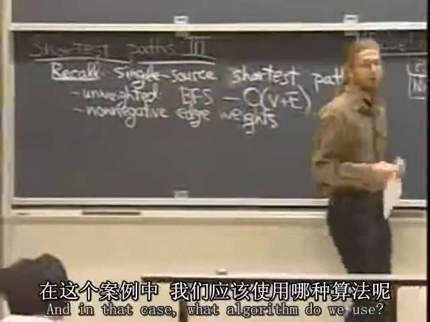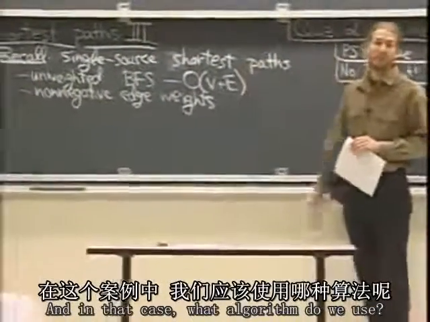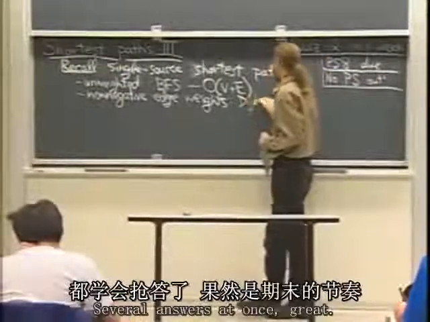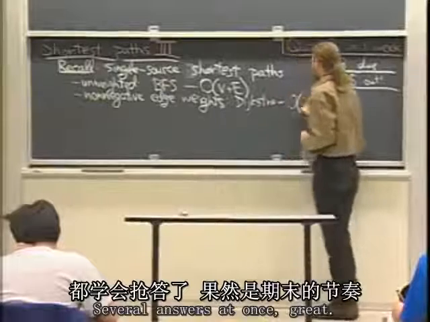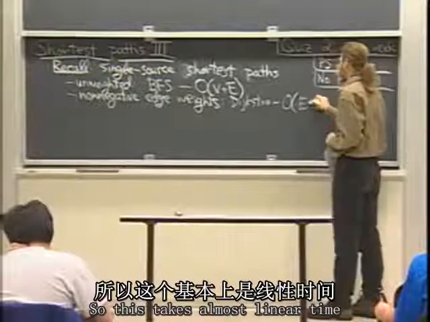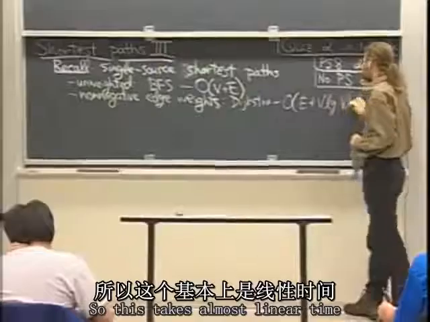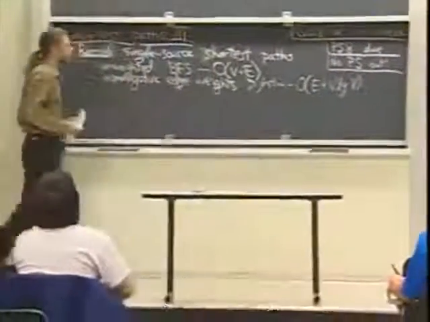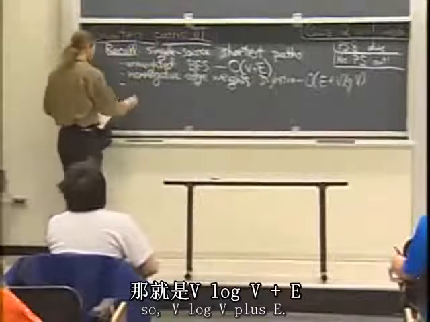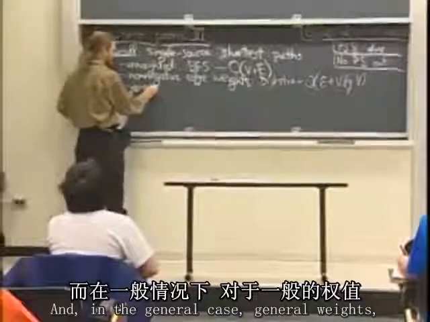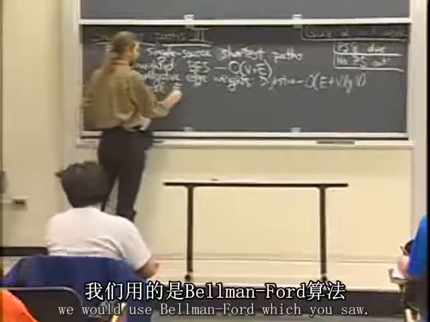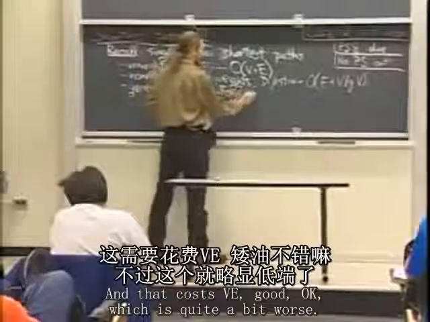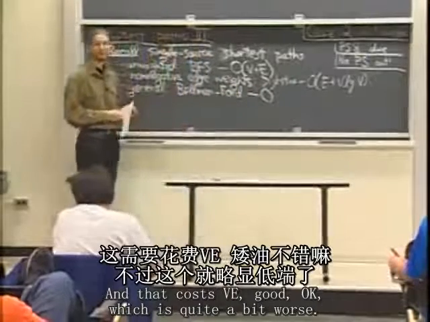And in that case, what algorithm do we use? Dijkstra. All right, everyone's awake. Several answers at once. Great. So this takes almost linear time if you use a good heap structure. So V log V plus E. And in the general case, general weights, we would use Bellman-Ford, which we just saw. And that costs VE. Good.